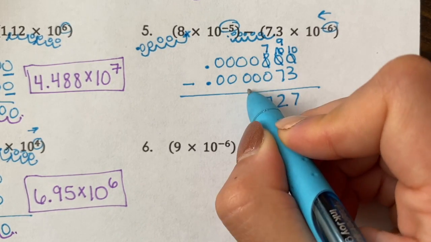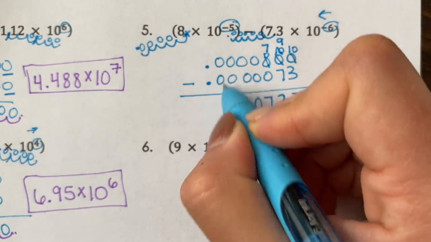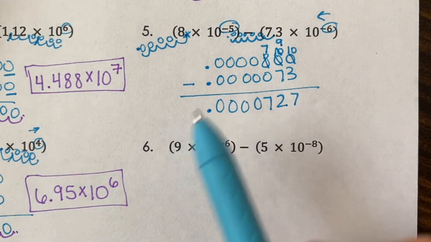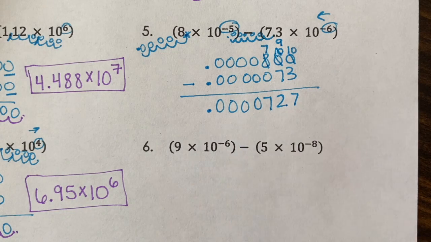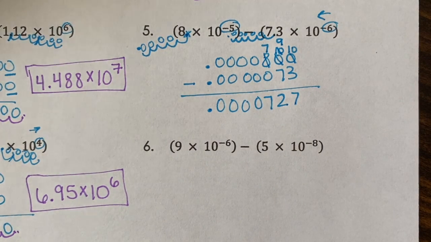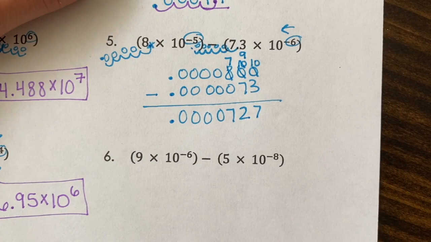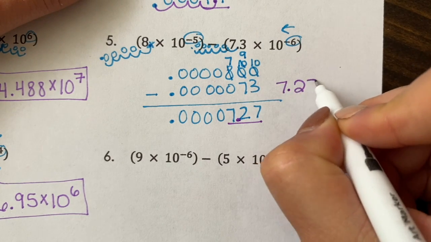And be very careful here that you bring down the correct number of zeros. If your numbers are even slightly off, then sometimes you get an extra 0 in here. So your final answer is 0.0000727. If you get that answer, you're right. The only thing that you have to do is rewrite it in scientific notation. So you know we need a number equal to or bigger than 1, but less than 10. So our first number is 7.27.